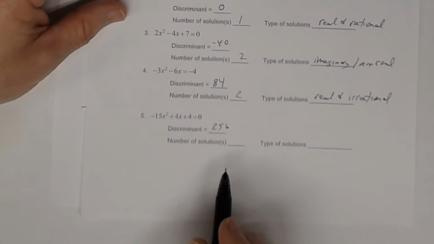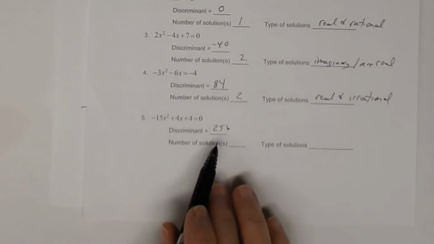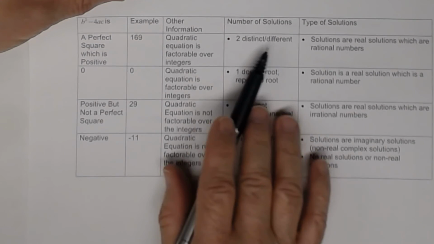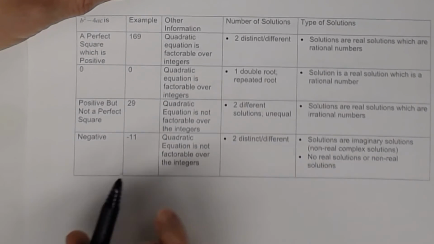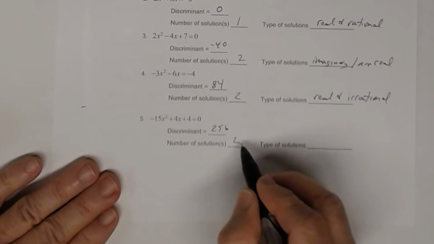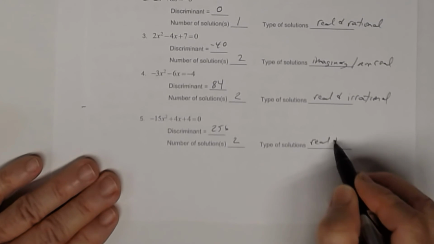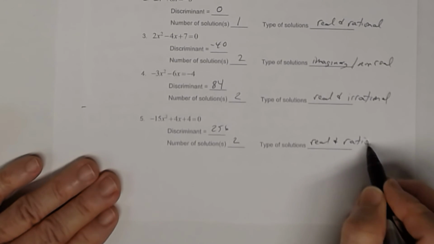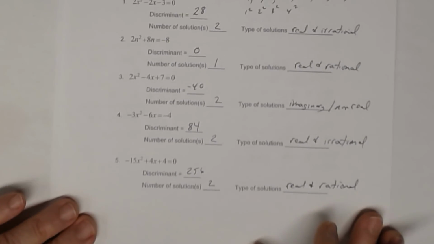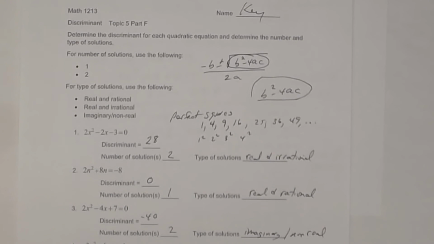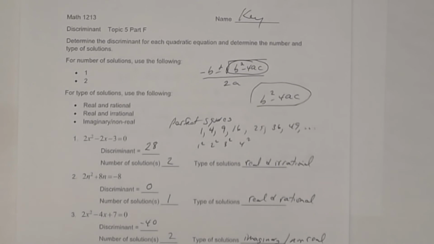So since the discriminant is a positive number and it's a perfect square, then we know we're going to get two different solutions, and they're going to be real and rational. So two solutions, two distinct solutions. They'll be real and rational. Okay, and so that is the answers to the worksheet on discriminant.